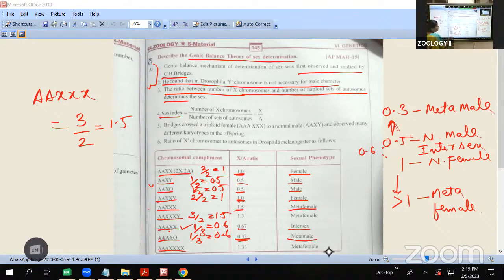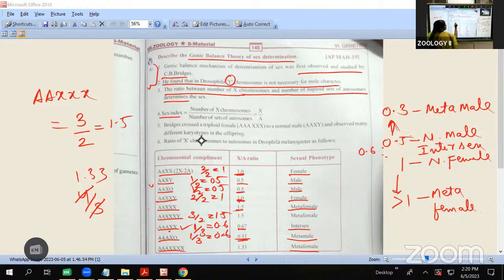And the last one again: X chromosomes are 4 and the autosome sets are 3. That is 1.33. Here also it is a meta female. Bridges explained the genetic balance theory. He found that in Drosophila the Y chromosome doesn't play any role in sex determination, and he said that the ratio between the X chromosomes and autosomes determines the sex.